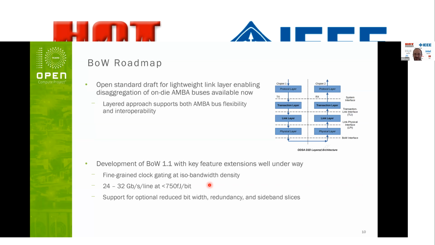So from a roadmap perspective, I wanted to touch on a couple of things. In particular, I want to highlight that there's actually already an open standard in draft format today, but it will be approved formally fairly shortly, specifically for a lightweight link layer that is very much targeted at the die disaggregation market. When I say that, what I specifically mean is that in most die disaggregation markets, there's some on-die bus, probably in most cases an AMBA bus. What you're trying to do is take things that otherwise would have been communicating on that on-die bus, essentially splitting them into multiple separate chiplets.